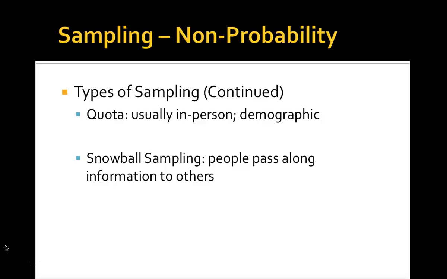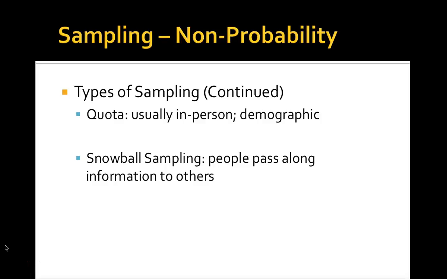But again, not everybody has an equal chance of being asked, right? It's simply based on the first 50 people that you were able to ask a survey question to. So this is a quota sampling. Again, it's non-probability. Not everyone had an equal chance of being included. And so you want to make sure that you're not generalizing those findings to a larger population.